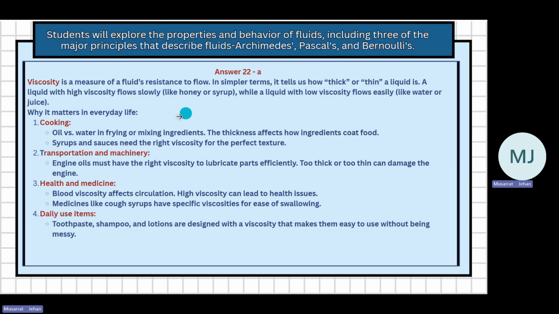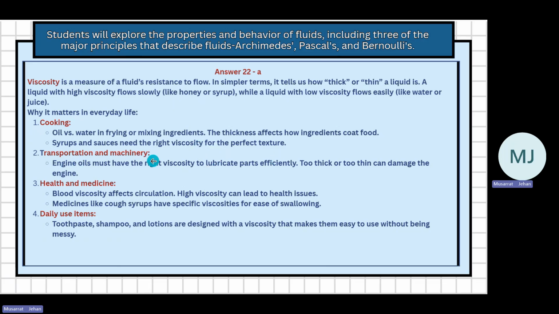Why is it important? For cooking, oil versus water, frying or mixing ingredients, the thickness affects how ingredients coat foods. They have to cover the food. If it is liquidy, obviously it will not cover. So thickness will help in cooking. Syrups and sauces need the right viscosity for the perfect texture.